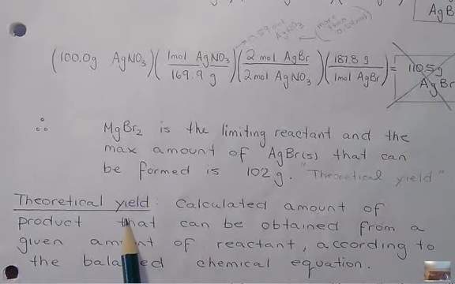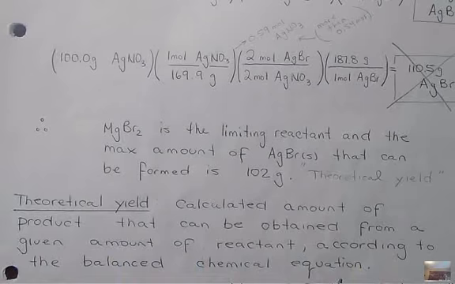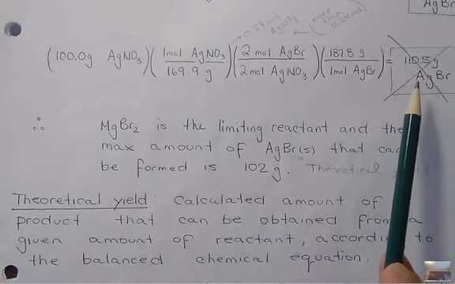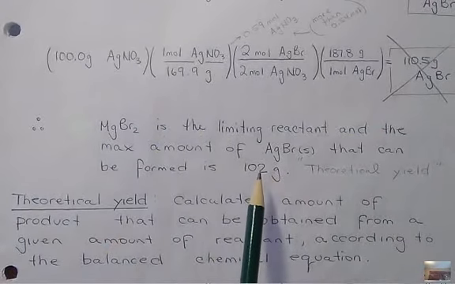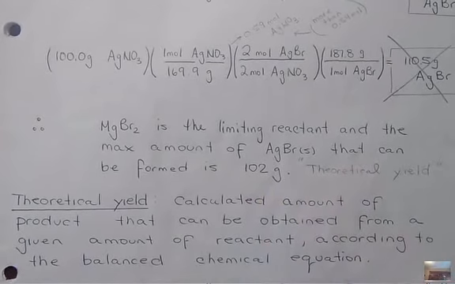The definition of the theoretical yield is the calculated amount of product that can be obtained from a given amount of reactant according to the balanced chemical equation. Calculating the theoretical yield is doing stoichiometry, which is what this chapter is all about. Figuring out how much product we can make based on a given amount of reactant. So the maximum we can possibly make in a perfect situation is 102 grams. That's called the theoretical yield.